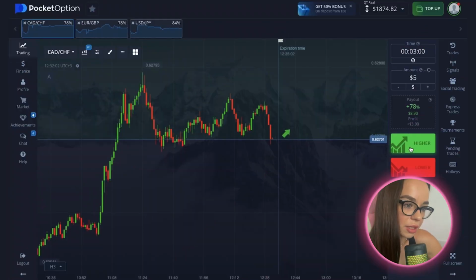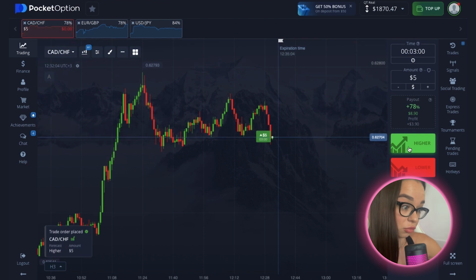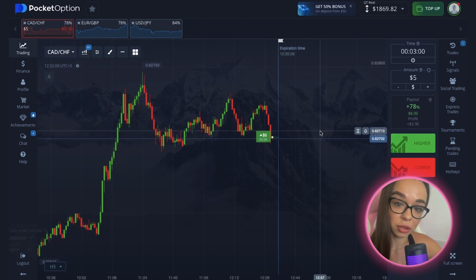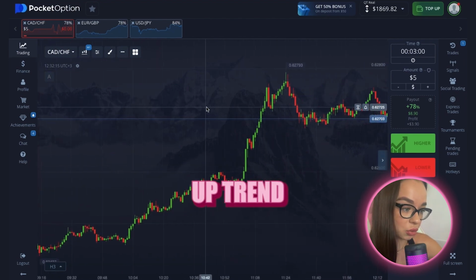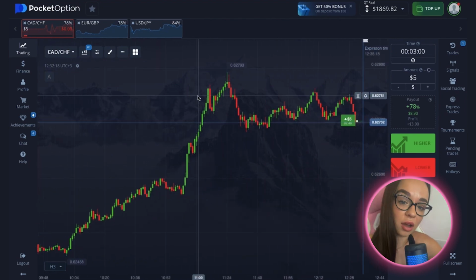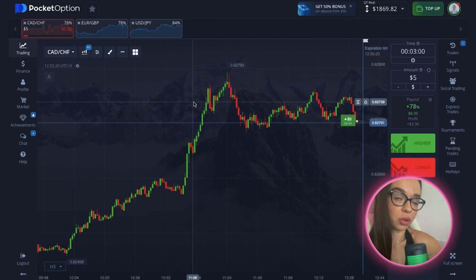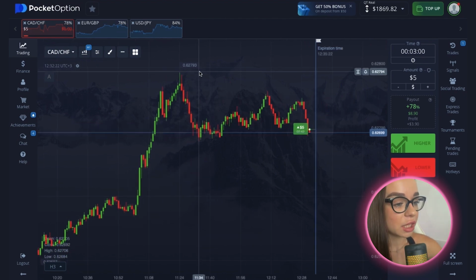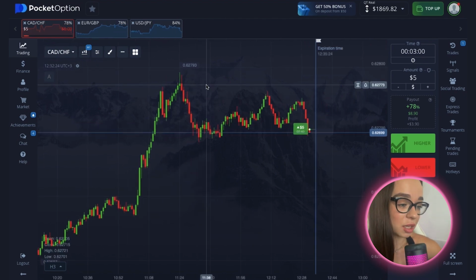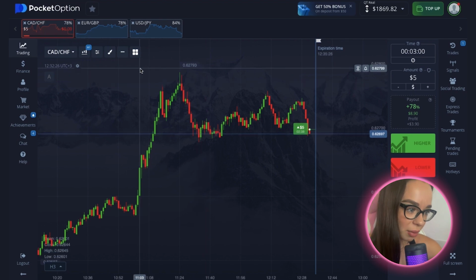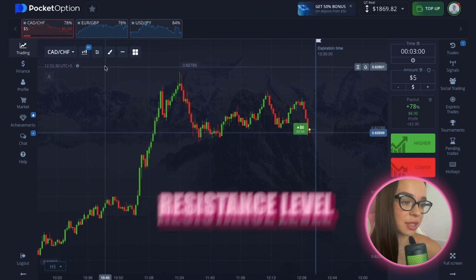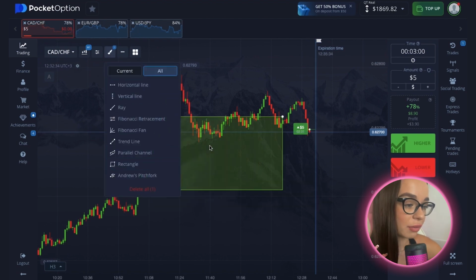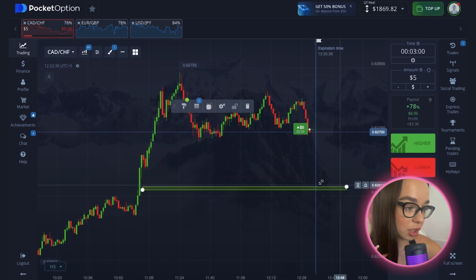So this is the Canadian dollar and Swiss franc trade. Let's go ahead and open another deal for a 3-minute expiration time. So overall, we're having the uptrend. So it is better to always go with a call option whenever you have the overall uptrend. And over here, the price is kind of hitting some consolidation, going back and forth, but we don't really have the perfect resistance level, but we do have a really good support level over here.